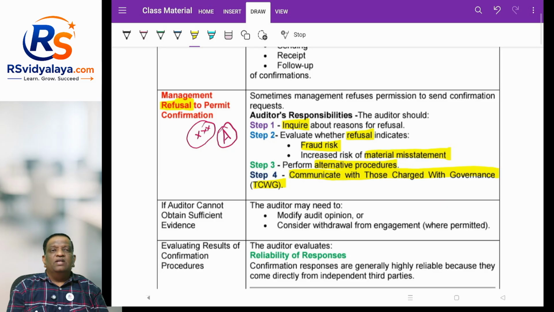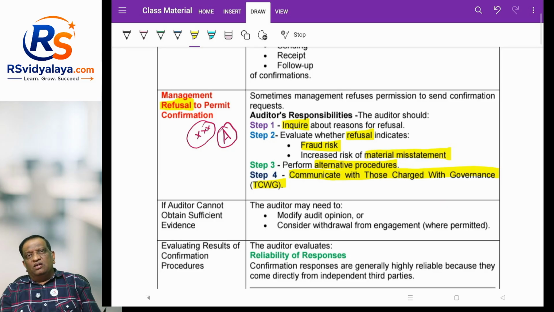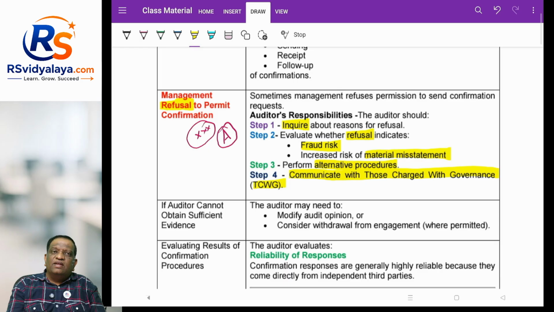Regarding the management's disapproval, at this stage, between management and those charged with governance, who is the higher authority? Obviously those charged with governance. So if the management is not allowing you to take it, then approach those charged with governance. Maybe they understand your requirement and they can instruct the management to allow you. That is what we are trying to do over here.